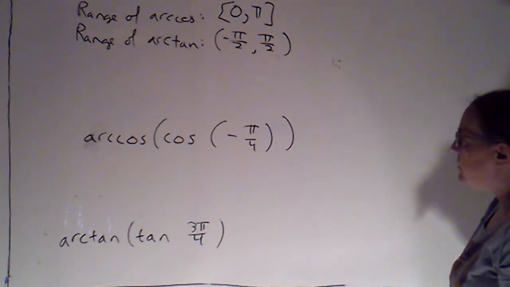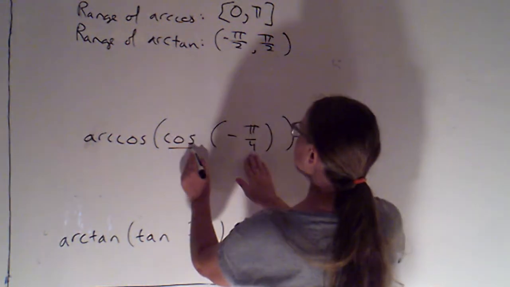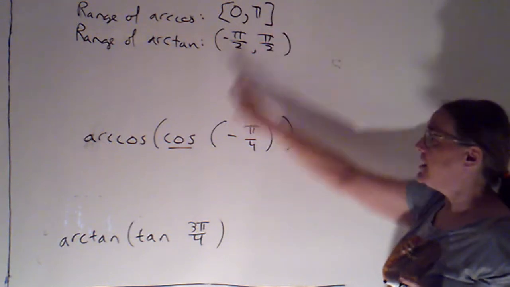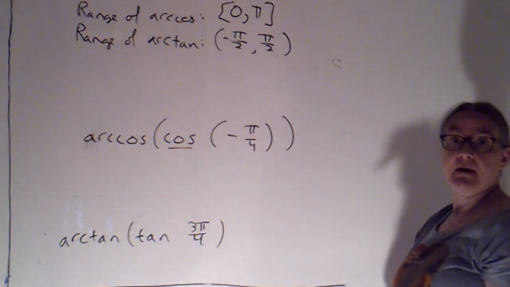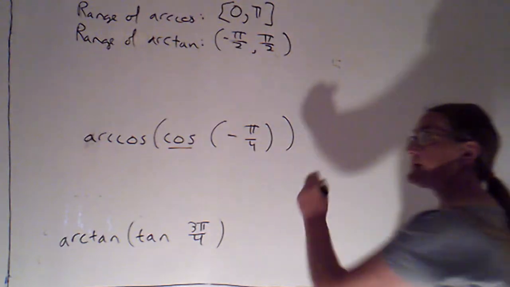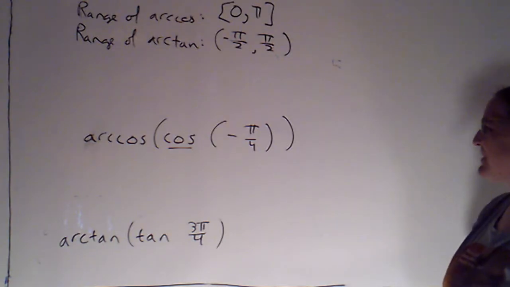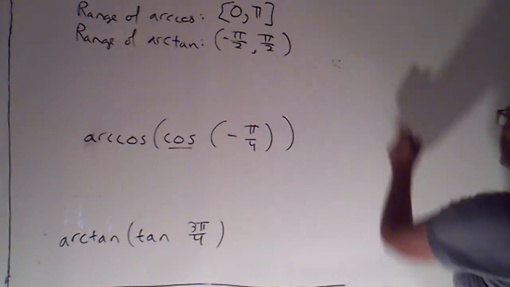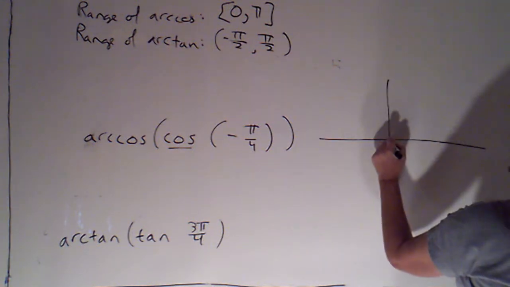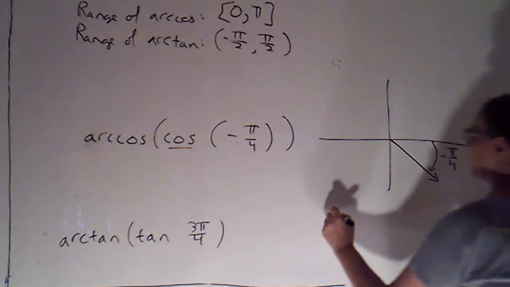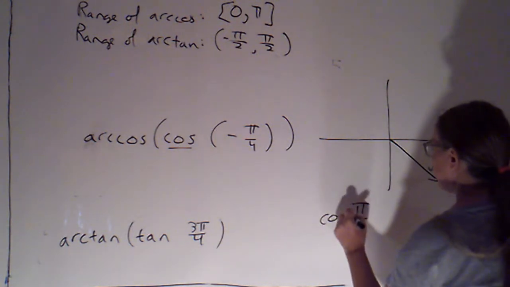Okay, so if I look here, what I'm plugging into cosine, that's a negative angle. That is not in that interval. So this is not cosine with that restricted domain. So this is not a composition of inverse functions. I have to do this one piece at a time. So what is cosine of negative π over 4? Well, let's work it out.